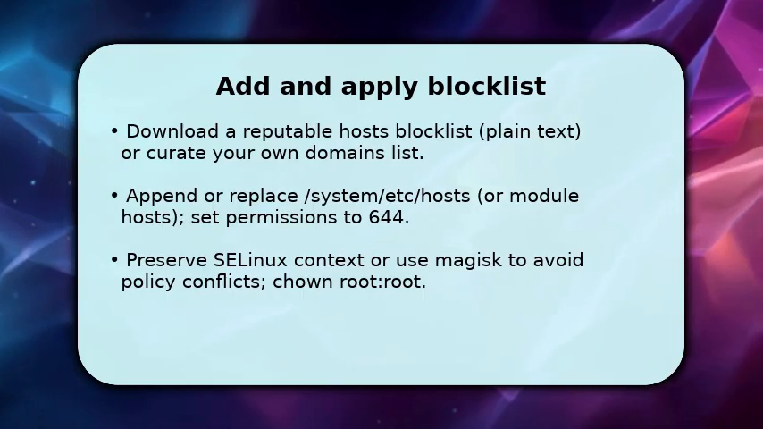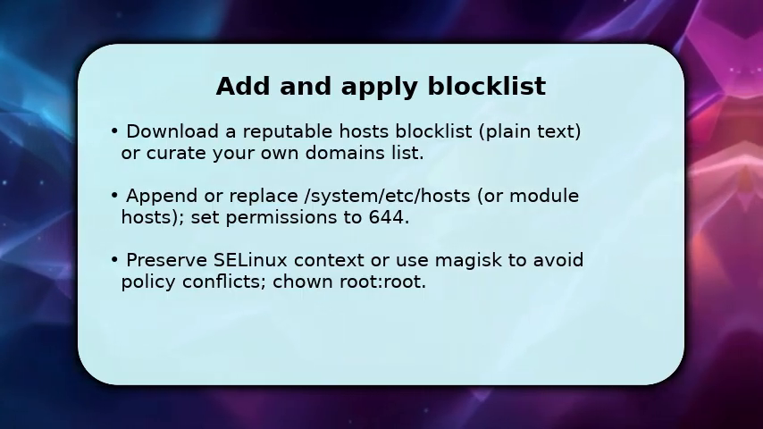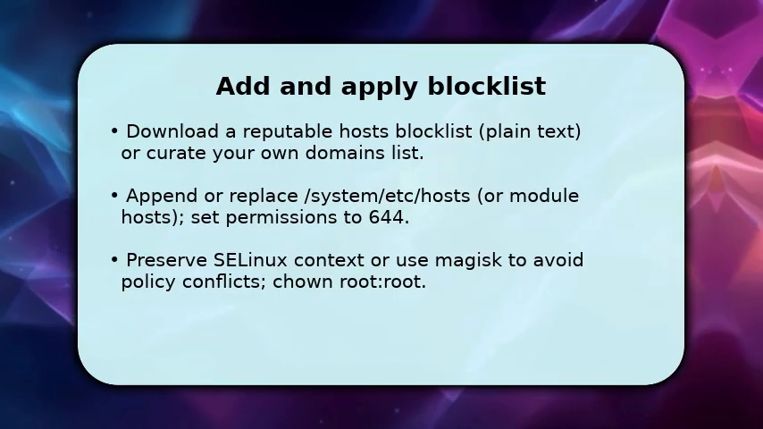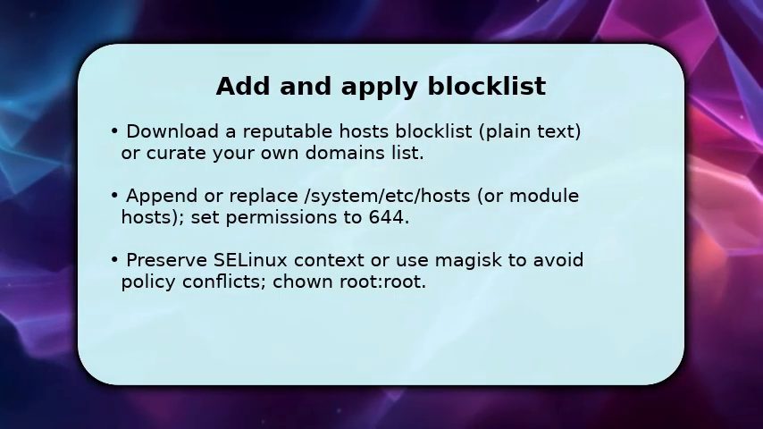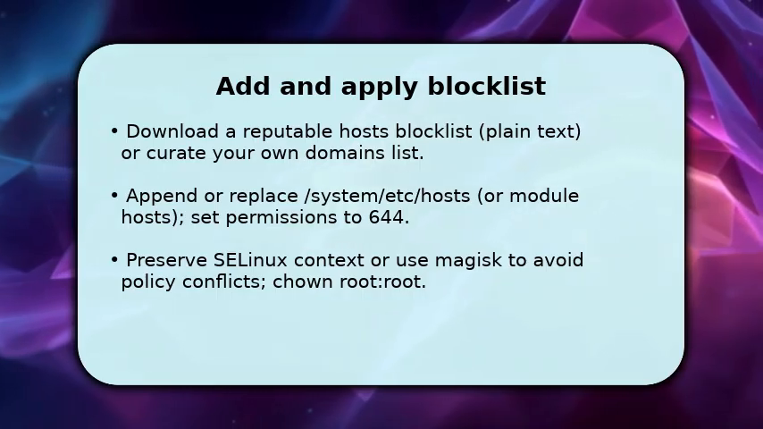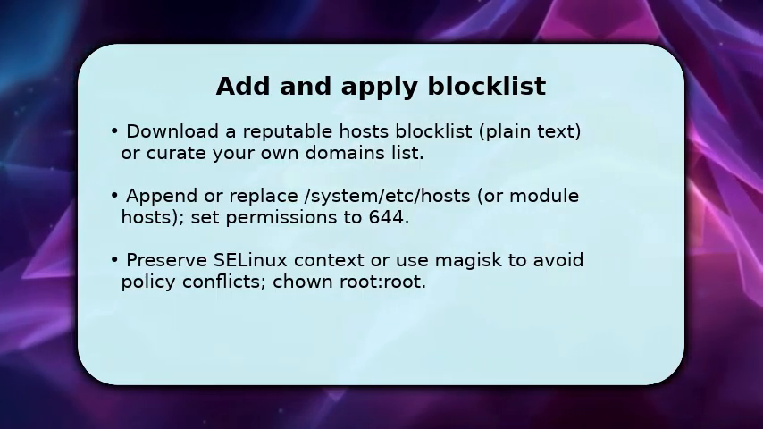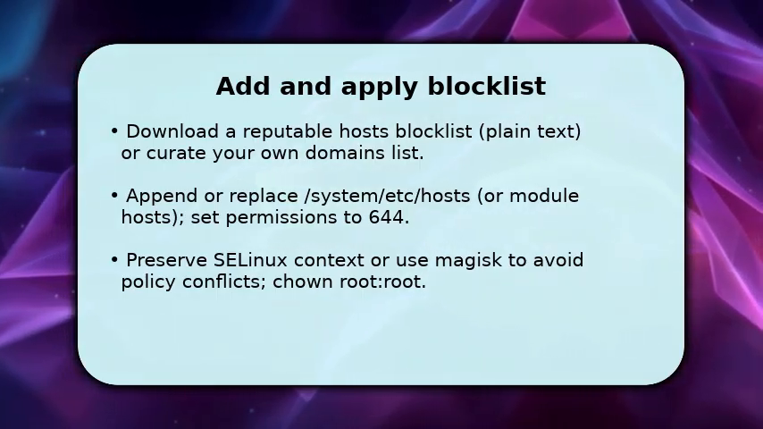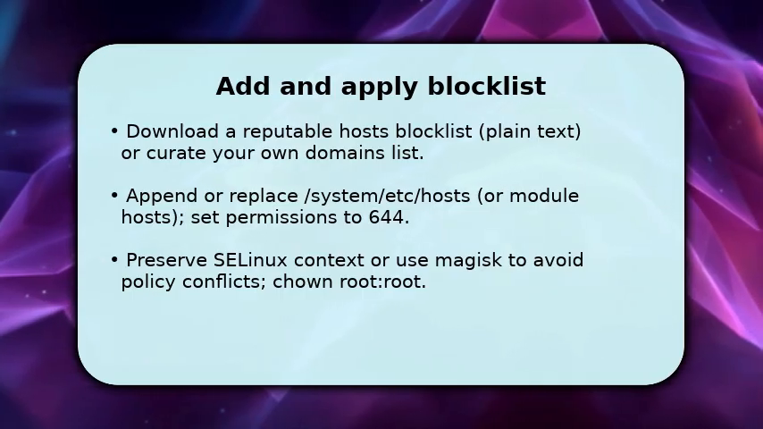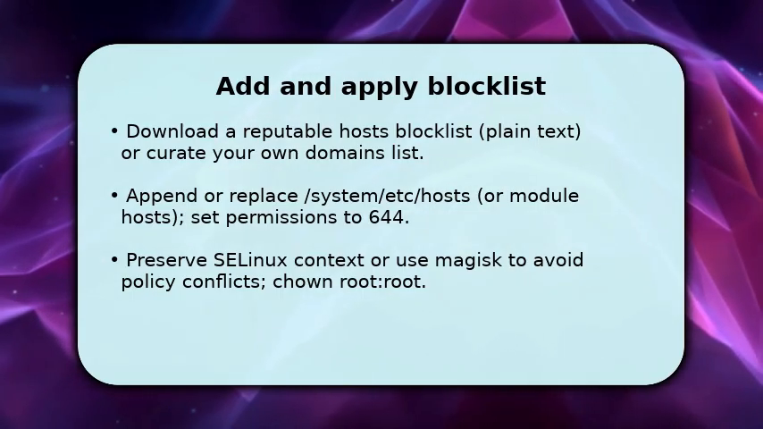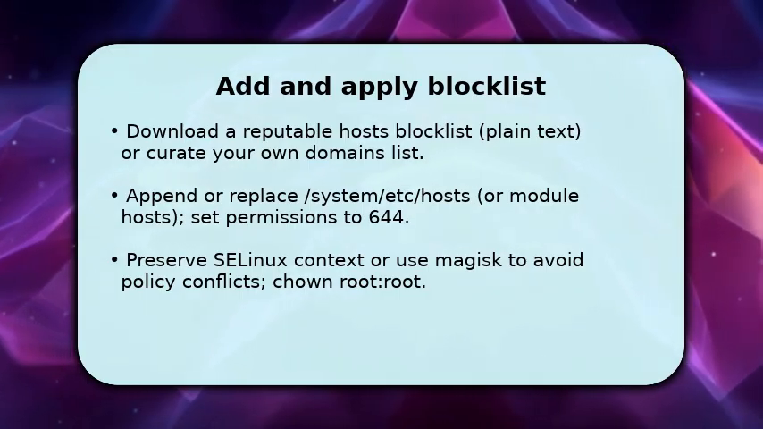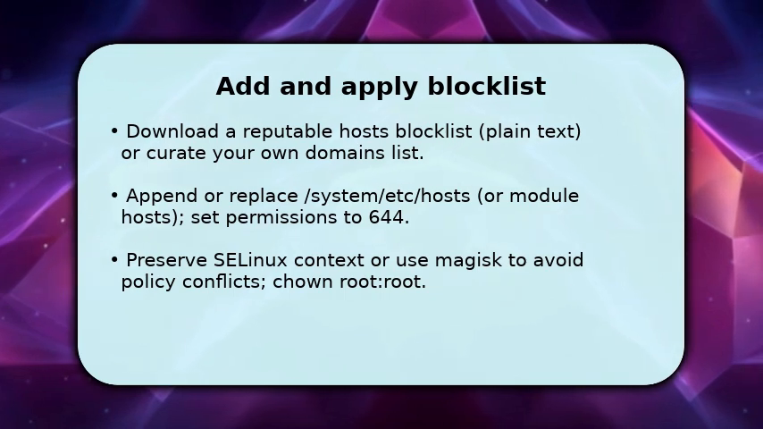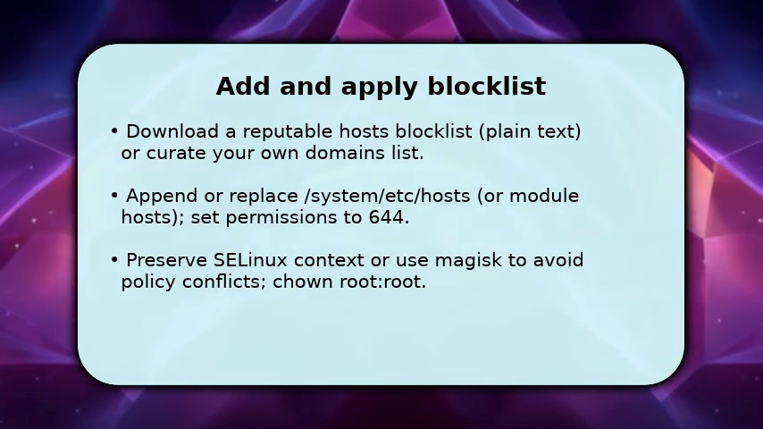Use curl or wget to pull the list, then either cat new host to /system/etc/hosts or move the file into /data/adb/modules/adaway/system/etc/hosts for a systemless install. After writing, set ownership root and chmod 644. Make sure the SELinux context matches nearby files or use Magisk to restore context. This blocks ad domains at DNS.